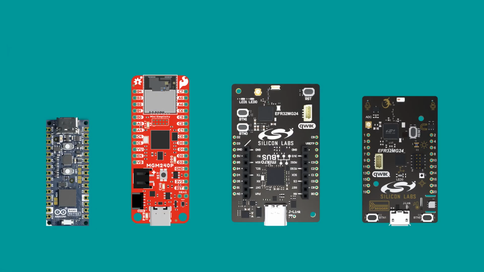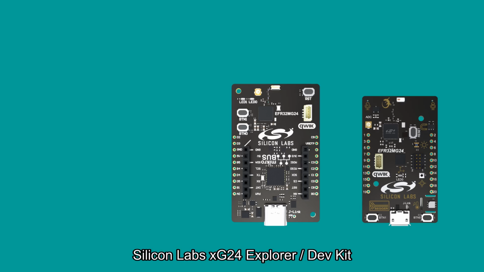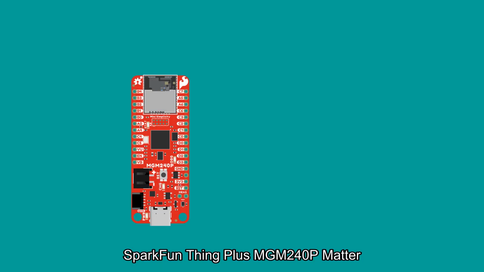This project is also compatible with the other Matter over Thread boards available for use in the Arduino IDE, including the Silicon Labs XG24 Explorer and Dev kits, and also the SparkFun Thing Plus MGM240P Matter board. The SparkFun board does not have an onboard button, and so you'll need to connect an external button to make use of it.